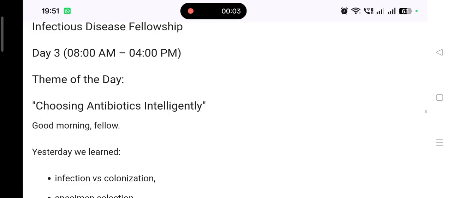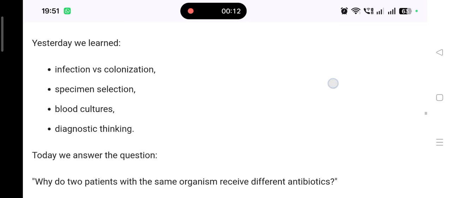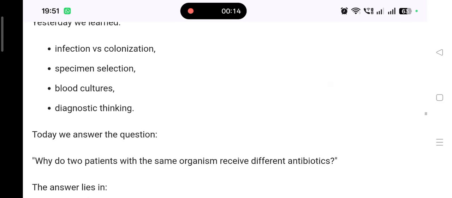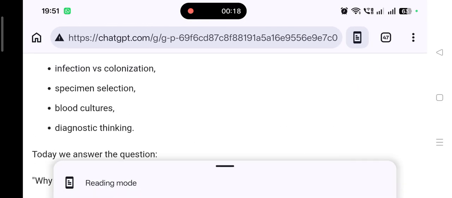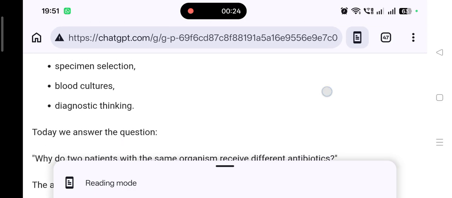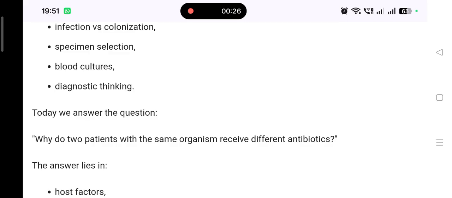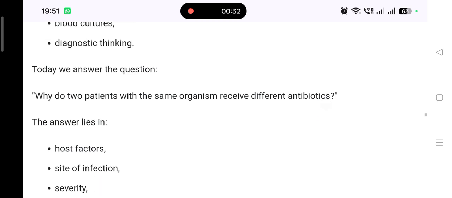So it is day 3. Theme of the day is choosing antibiotics intelligently. What we learned on day 2 was infection versus colonization and specimen selection: what specimen will you select where you expect more pathogen to be present, and blood cultures, diagnostic thinking.